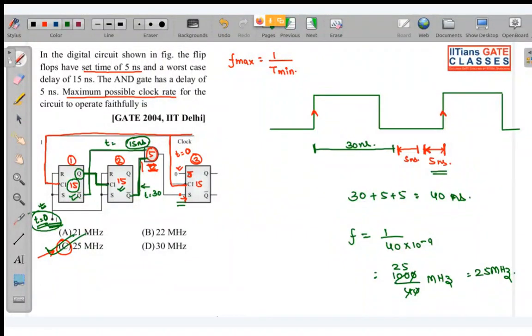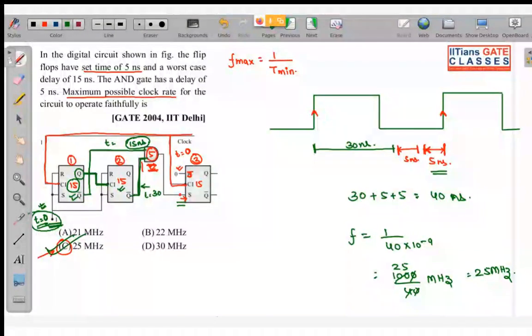First, tell me if you have understood this question or not. This is one of the best questions asked. If you are able to understand this question, then you will be able to solve any question on propagation delay along with hold time and setup time. Tell me, is this clear?